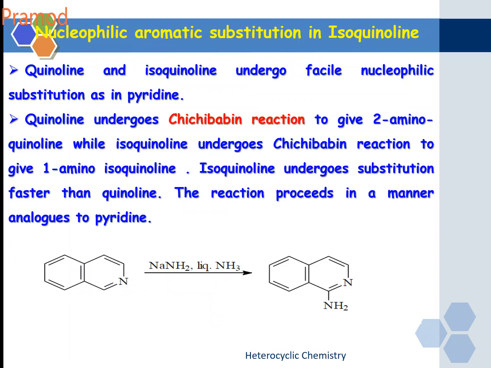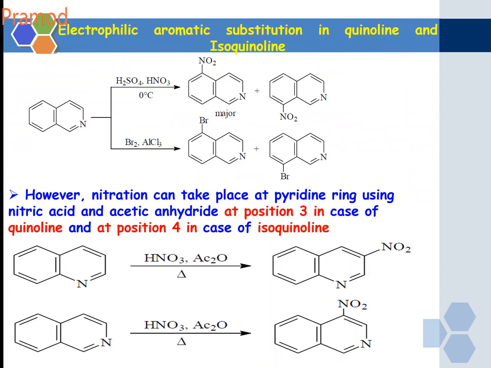Similarly, in this case, nucleophilic aromatic substitution gives you the Chichibabin reaction. In this case, it attacks next to the nitrogen. So at the 1 position you get 1-aminoisoquinoline. The amine gets attached to the first position, not at the third.